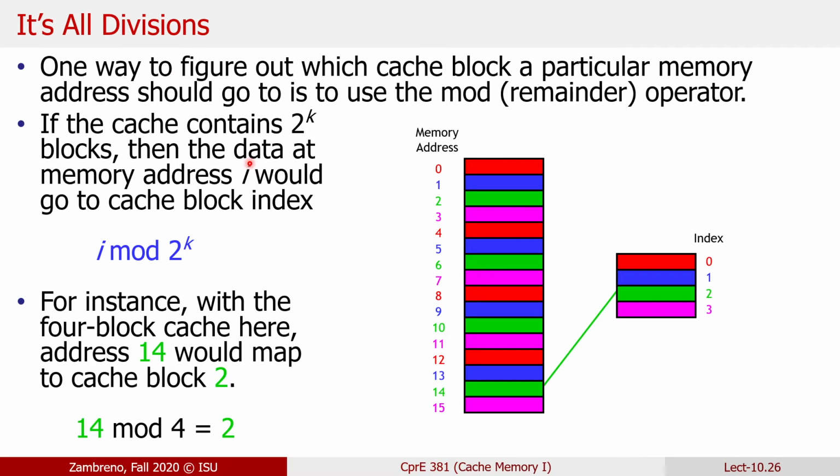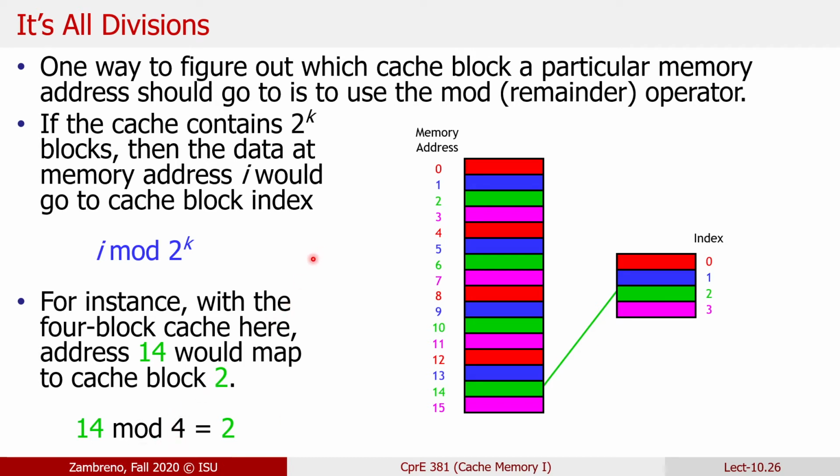But technically that is the correct answer, right? Given this address, we have 2 to the k blocks in our cache. We would take the main memory address mod 2 to the k. So for this 4-entry cache, everything would be mod 4. That is the correct answer.